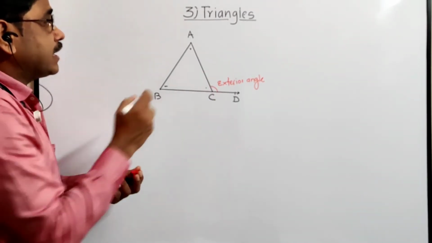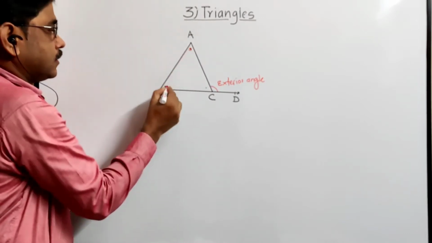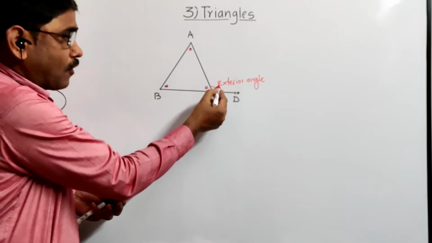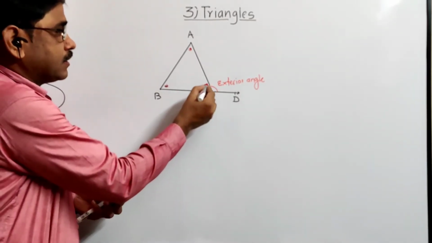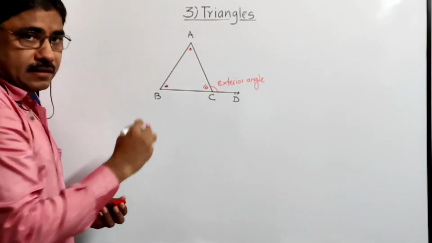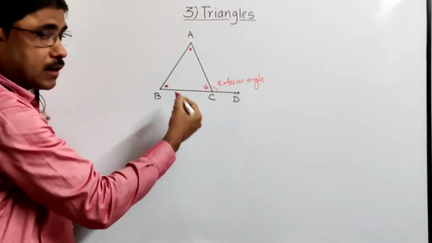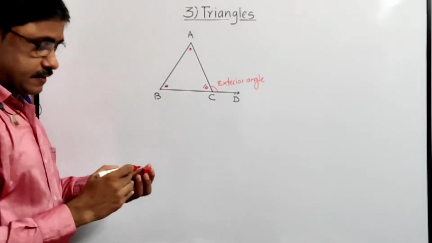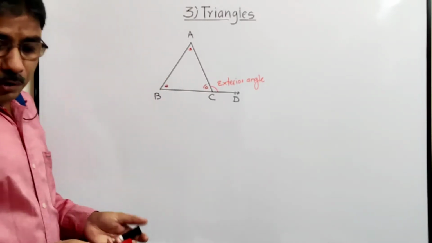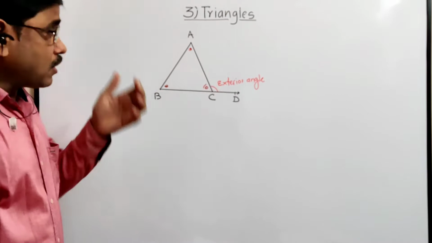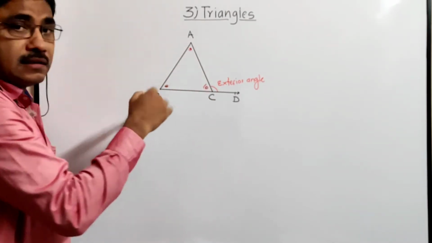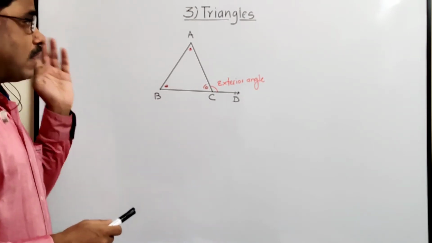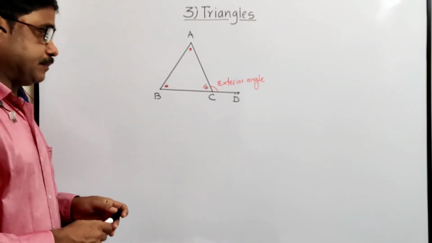These three are called interior angles. 1, 2, 3. These are interior angles. Now for this exterior angle, this is adjacent interior, and these are called remote interior. So in this way, you know the properties of that triangle. Sum of the measures of all angles of a triangle is 180 degree. That is the first property.